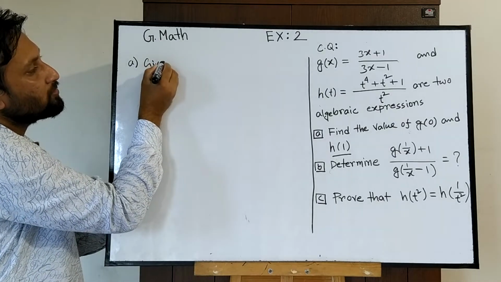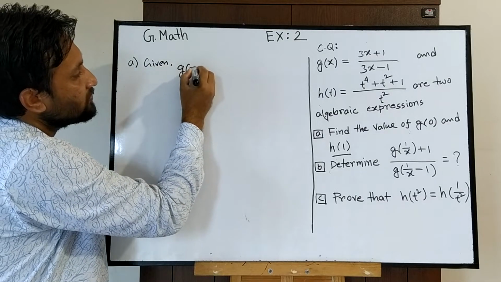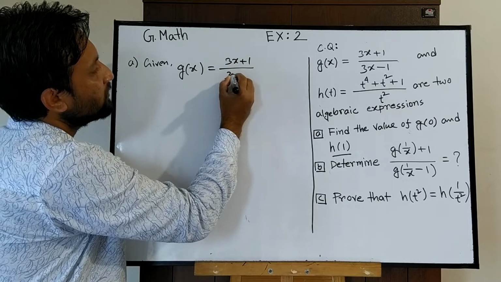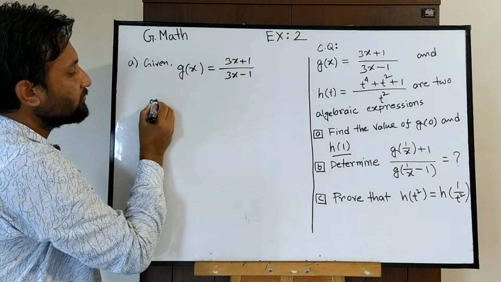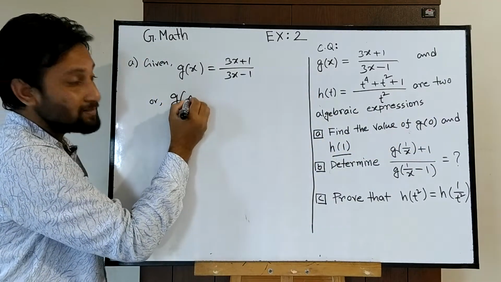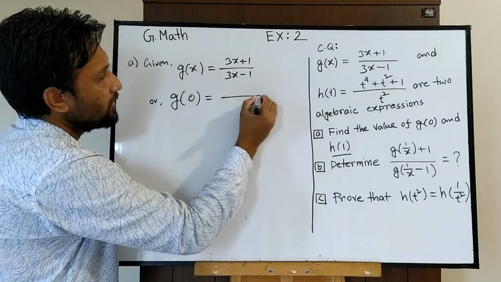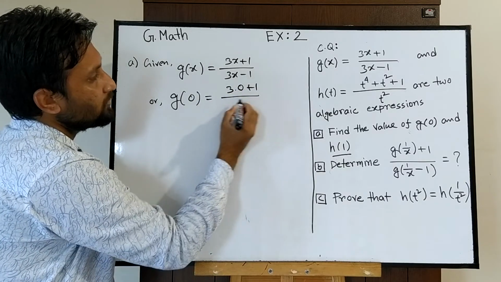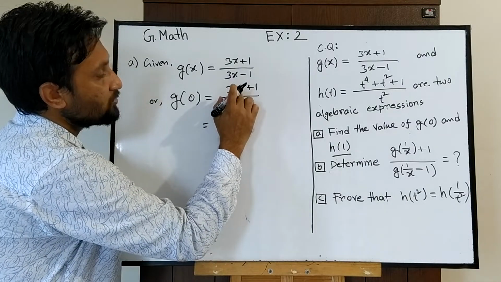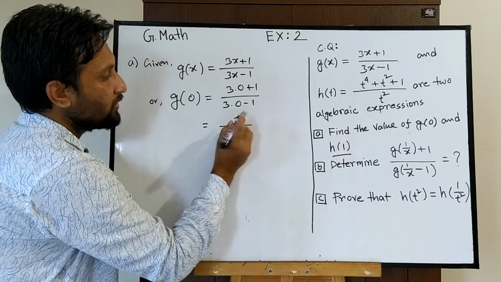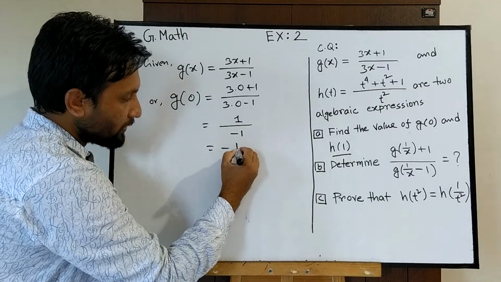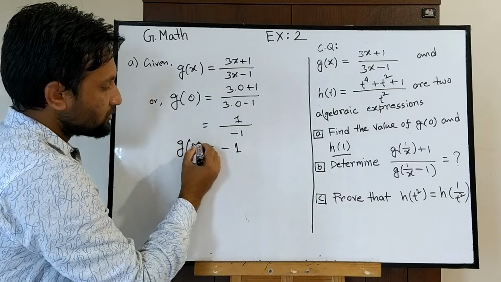Now a, given g of x equals (3x plus 1) divided by (3x minus 1). So x is replaced by 0 because we have to find g of 0. So g of 0 equals (3 into 0 plus 1) divided by (3 into 0 minus 1). That means 0 plus 1, so only 1, and 3 into 0 is 0 minus 1, which is minus 1. So g of 0 equals minus 1.